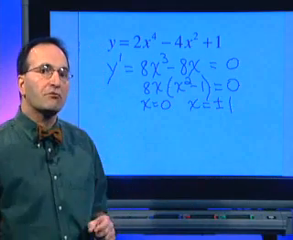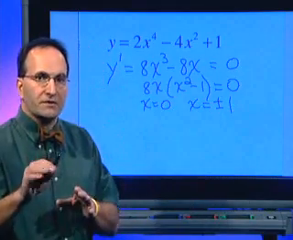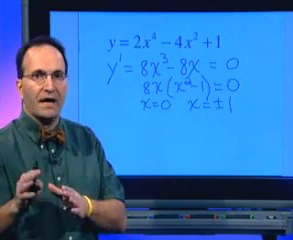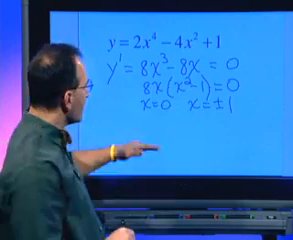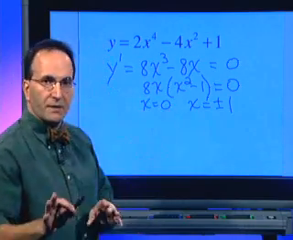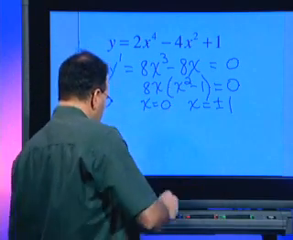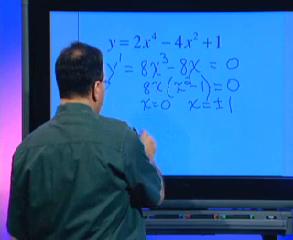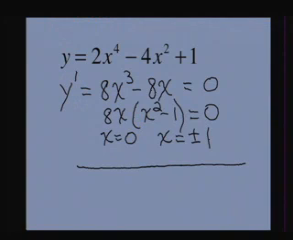So those are our critical values that we're interested in, our local extreme values. We don't know what they are yet, but that's what we're going to be looking at. Those are the extreme values that we need to check out. So what we can do is look at a number line. Here's 0, here's 1, and here's negative 1.